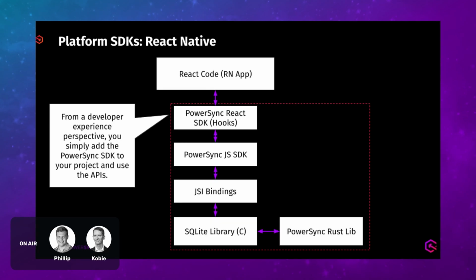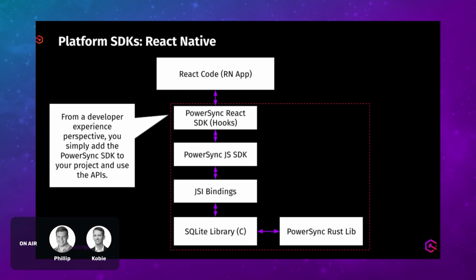We've got the Rust libs. We then use JSI bindings, which are JavaScript interface bindings. There's a thin JavaScript SDK on top of that, with an additional JavaScript React SDK on top of the JavaScript SDK.